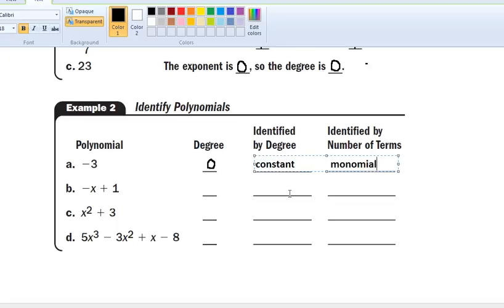Now, if you're having trouble with that mono term, think of maybe a monorail. It runs on one. That's a train that runs on one single track. That might be a way to remember it.